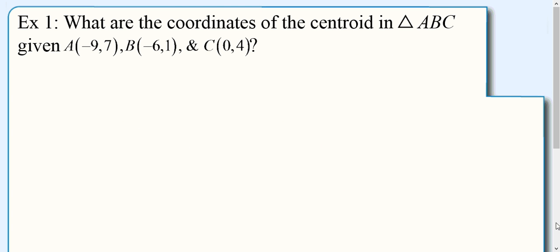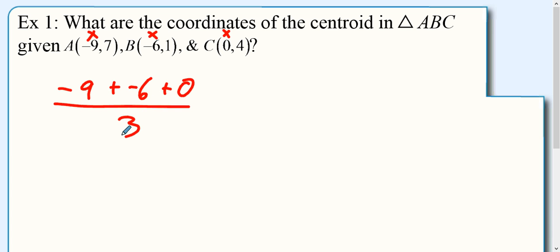So let's use that formula. It's pretty easy. You take all your x coordinates. So you take x plus x plus x, and you're going to divide those by 3. Add them up, divide them by 3. -9 plus -6 plus 0 divided by 3. So you get -15 divided by 3 is -5.